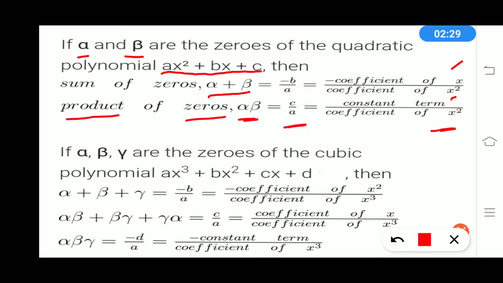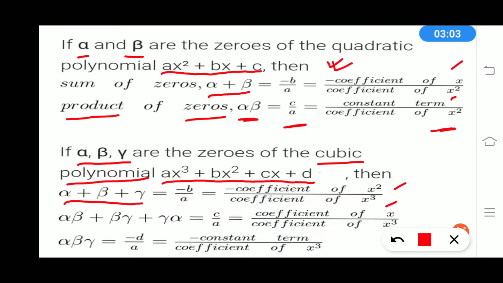Next, if alpha, beta and gamma are the zeros of the cubic polynomial ax cube plus bx square plus cx plus d, then the sum of the zeros, that means alpha plus beta plus gamma, equals minus b by a. Here b is the coefficient of x square, so minus coefficient of x square divided by coefficient of x cube. So the first one was for the quadratic polynomial and the second one for the cubic polynomial.